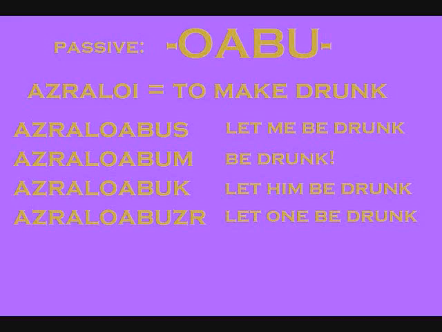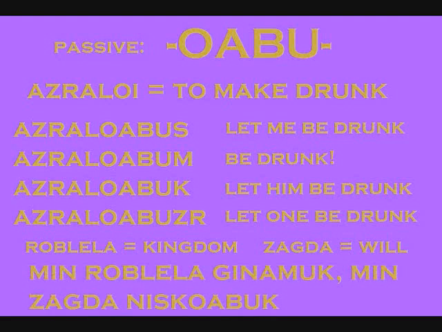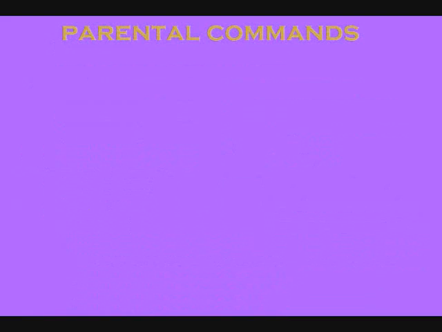manual. For those of you who are familiar with the Our Father, there are instances of the passive imperative in it. For example, defining Roblela as kingdom and Zagda as will in the sense of a desire, then min Roblela ginamuk, min Zagda niskoabuk would mean, thy kingdom come, thy will be done. Commands are often used by a parent ordering their children to do their chores, which often involve cleaning.